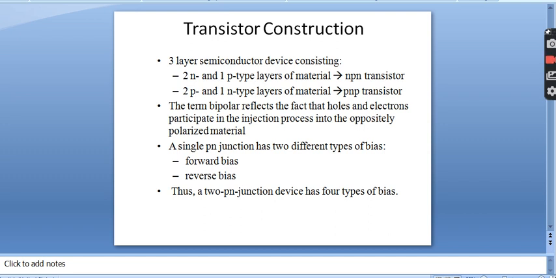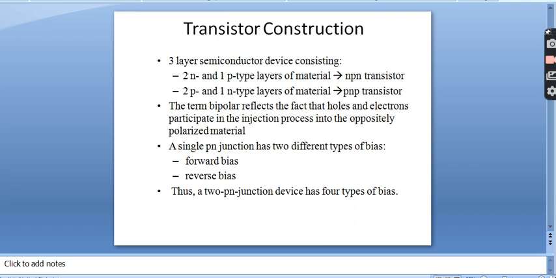Take the NPN transistor. The name itself says NPN: it has two N-type semiconductor layers and one P-type layer, and that transistor is called an NPN transistor. In the same way, a PNP transistor has two P-type semiconductor layers along with one N-type layer, which forms the transistor, and it is called a PNP transistor.